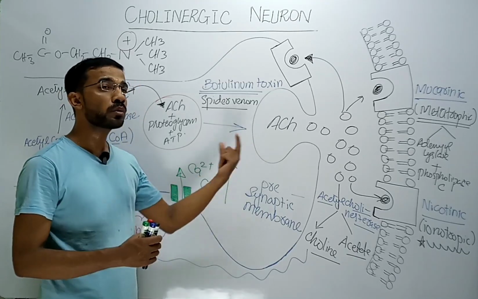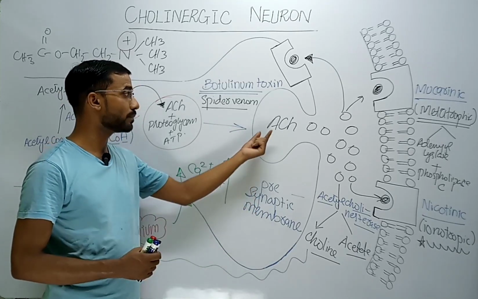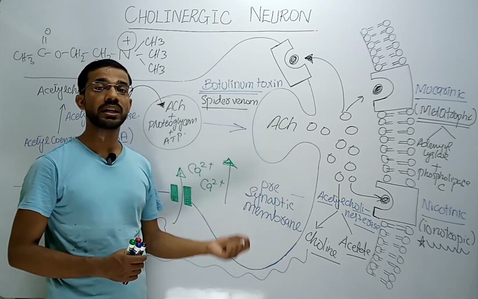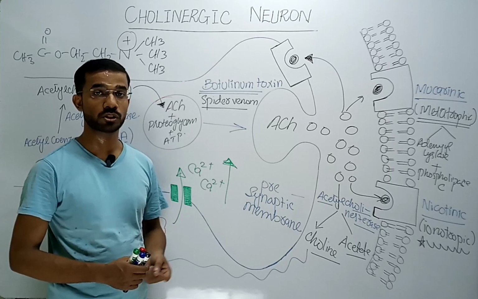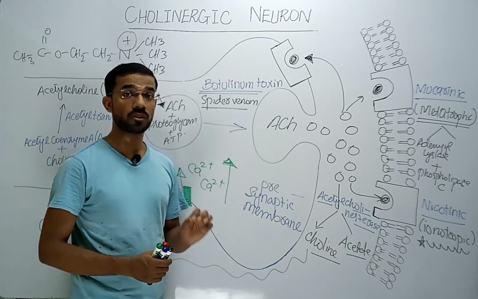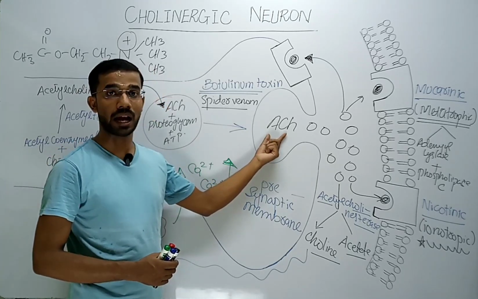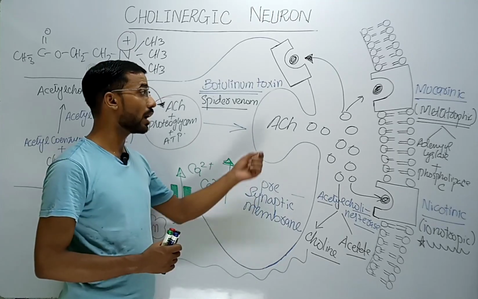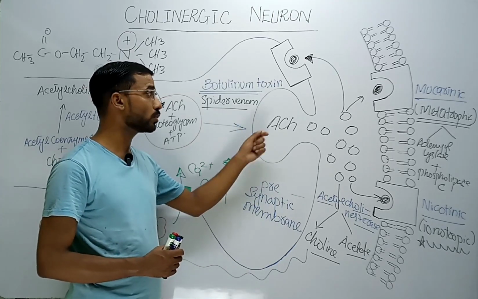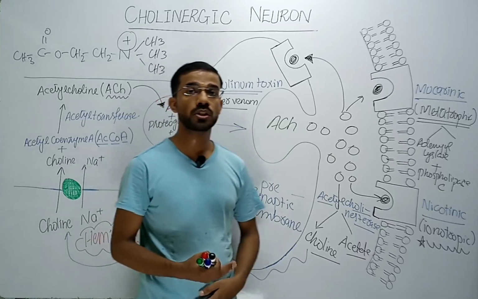So there are two categories of drugs. First one is the cholinergic agonist and second is the cholinergic antagonist. Cholinergic agonist drugs act similar to the acetylcholine, but the cholinergic antagonist drugs work opposite to the acetylcholine. So this is all about the cholinergic neuron.